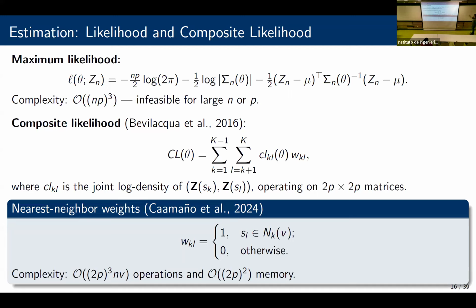So remember that the dimension of sigma is n times p by n times p, right? This is the dimension, and we are reducing now to a 2p times 2p matrix, right? And then we have to repeat this, depending on how many nearest neighbors I have per point, right? So if I fix 5, then it's n times 5, and that is 5 times faster, right? So then I'm reducing a lot in memory and also in operations.